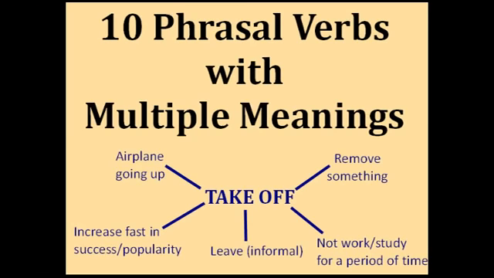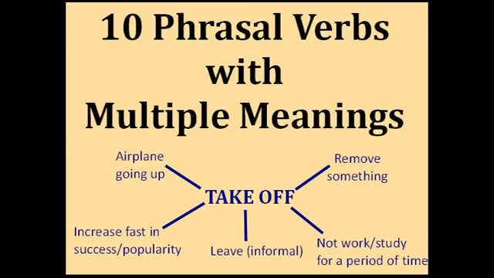Now, phrasal verbs are very similar to each other. For example, we have take off, take out, take on, take over, take up, and all of these are different. And also, one phrasal verb can have multiple meanings. Take off can refer to an airplane going up into the air. Take off can mean to remove something. For example, take off your jacket or take off your shoes.